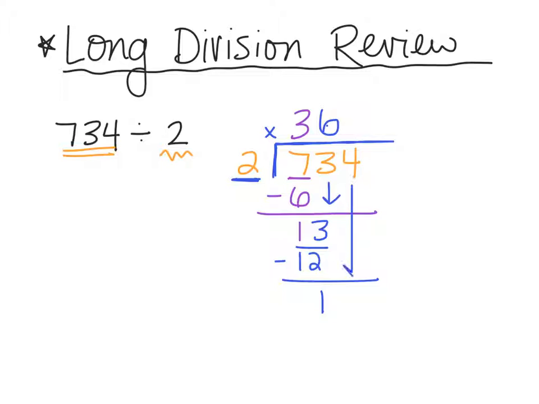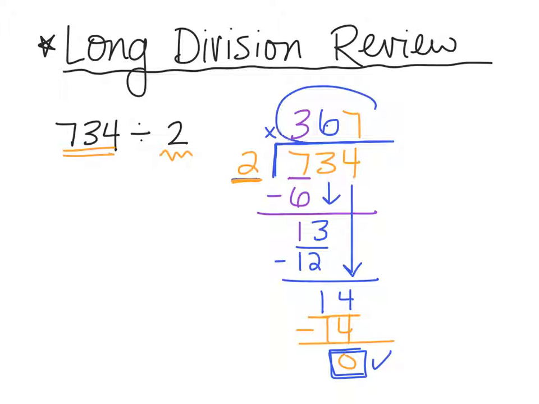Then I bring down the next number. My next number is 4, so now I have 14. Start over. How many times can 2 go into 14? The answer is 7. 7 times 2 is 14. When we subtract, I get 0. Because I ended with a 0, I'm all done, and my answer is the number sitting on top. So in this case, 734 divided by 2 is 367.